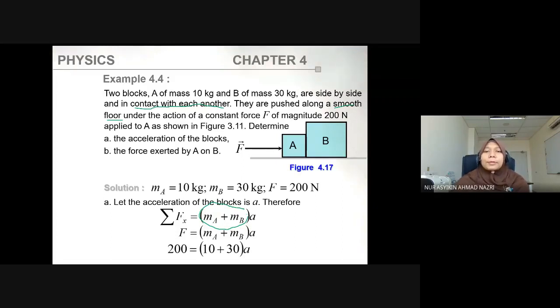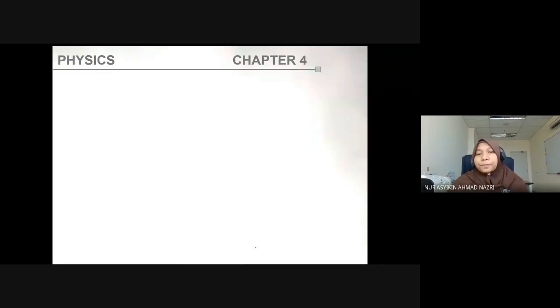Then F here, only this force acts on these two bodies. So your net force is F, equal to Ma, where your mass is A plus B. Alright, so you get your acceleration. Then one equation for one unknown, settled. Only when it comes to the force exerted by A on B, for this we apply Newton's third law.